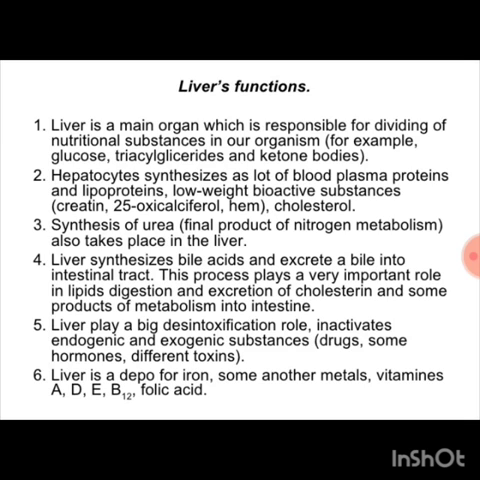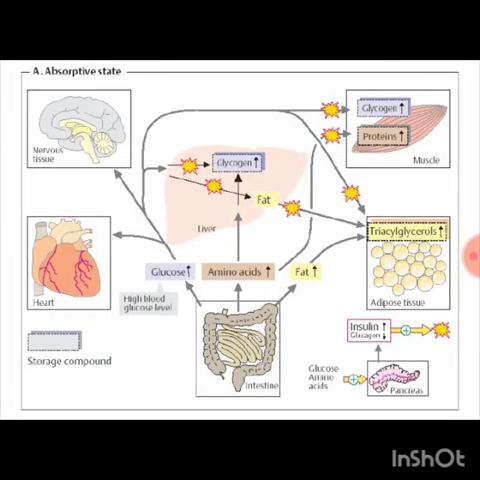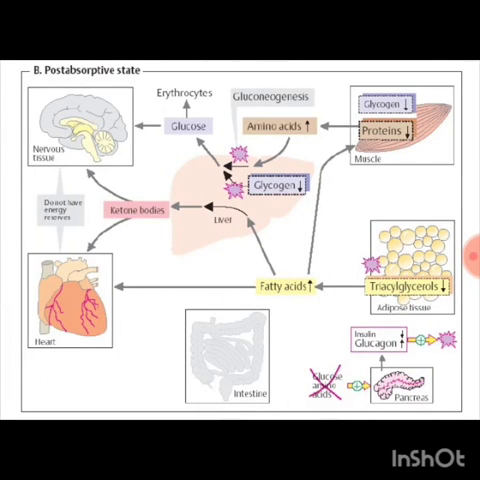And the sixth one is that the liver is a depot for iron, some other metals, vitamins A, D, E, B12 and folic acid. Now there are two stages, the absorptive stage and the post-absorptive stage.